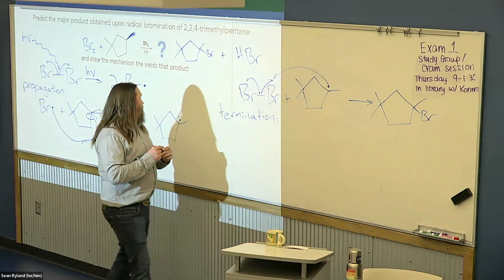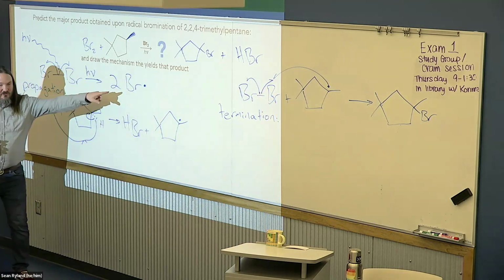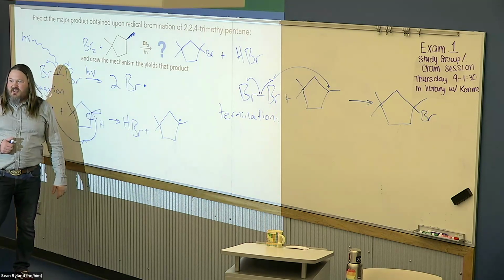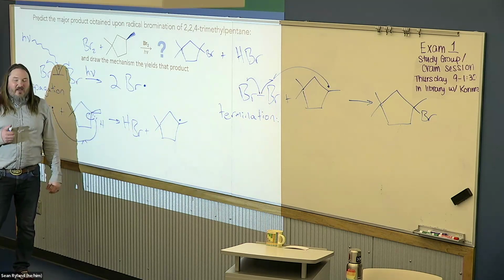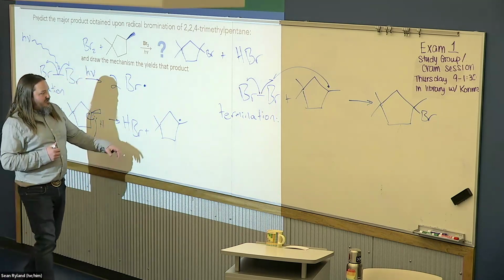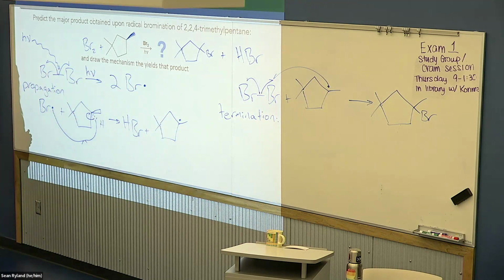Some textbooks will actually just show it as an undoing of the initiation step. They'll show the two radicals that you make in the initiation step going backwards to remake your initiator. It depends on the textbook we're using for this class. It makes more sense to me to take this radical and this radical and have them react to give us our final product. But again, that's somewhat semantics. Like I said before, you can pick any of them that you want.